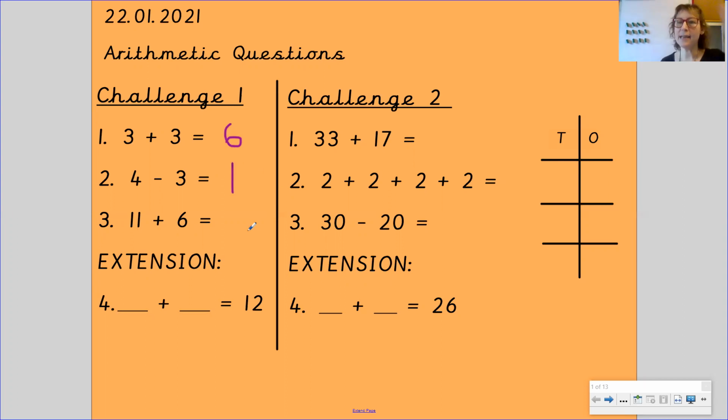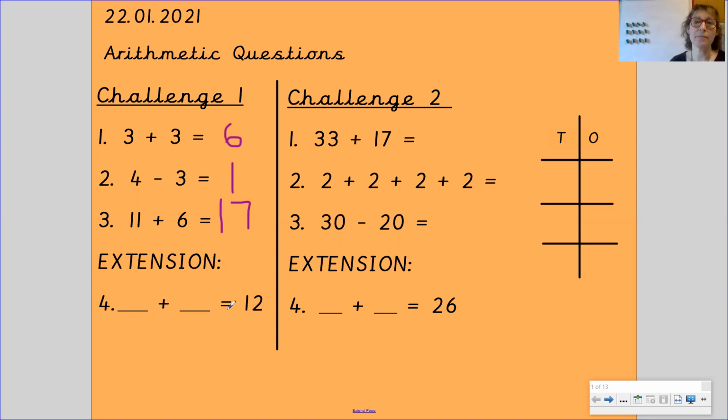11 add 6. Again, I can't do this in my head. No, I can't do this on my fingers. I don't have enough fingers. I need to do it in my head. So I'm going to put the 11 in my head because it's the bigger number, and I'm going to put the 6 on my fingers. So 5, 6. So I'm going to go 11, 12, 13, 14, 15, 16, 17.